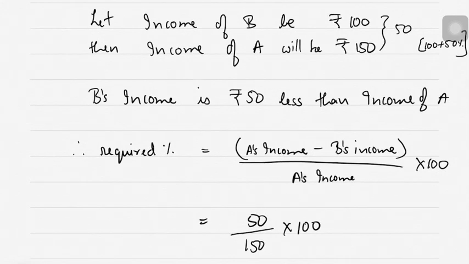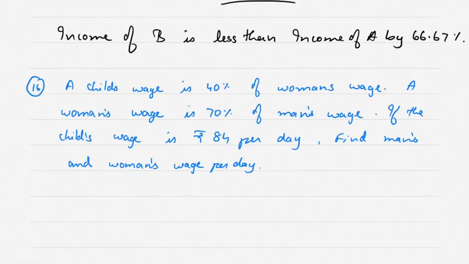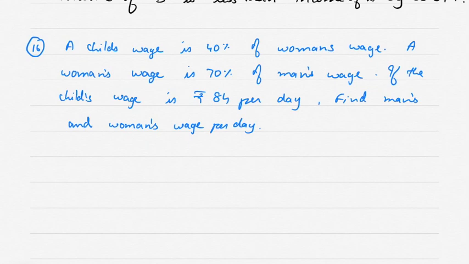Okay. A child's wage is 40% of woman's wage. That means if woman's wage is 100, child's wage would be 40. Okay. And woman's wage is 70% of man's wage. If woman's wage is 100, then the man's wage would be 100 divided by 70 into 100. Okay, it doesn't come in points. So I will not keep woman's wage as 100. So let's see if I keep man's wage as 100. I think then it will not come in points.